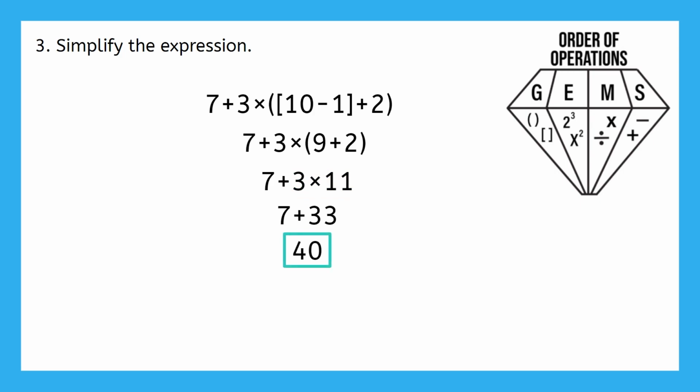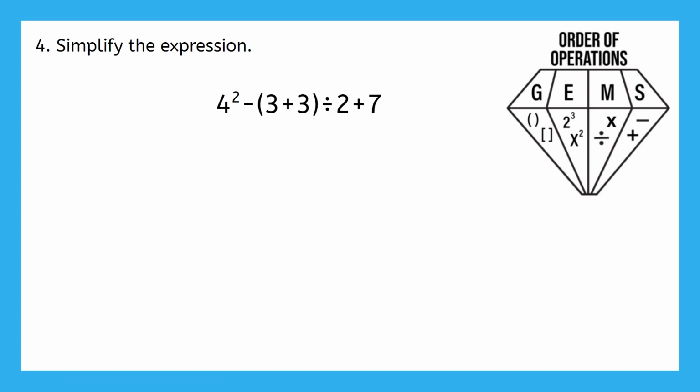Great job. We've got one more practice problem, and I think you're ready to try this one all by yourself. The final problem we have is to simplify the expression 4 squared minus the quantity of 3 plus 3 divided by 2 plus 7. I challenge you to think through why you're doing each step as you solve it. Imagine you're explaining the steps of this problem to a friend or a sibling. Pause the video here, solve.